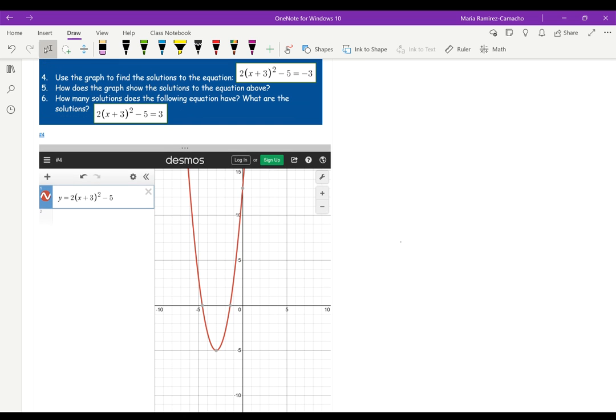Question 4 says, use the graph to find the solutions to the equation 2 times (x plus 3) squared minus 5 equals negative 3. We've done problems like this in a lesson and in some of the homework problems. When you've got an equation like this with just x, you can solve graphically by taking each side of the equation and setting it equal to y, and then graphing these two functions on the same set of axes.